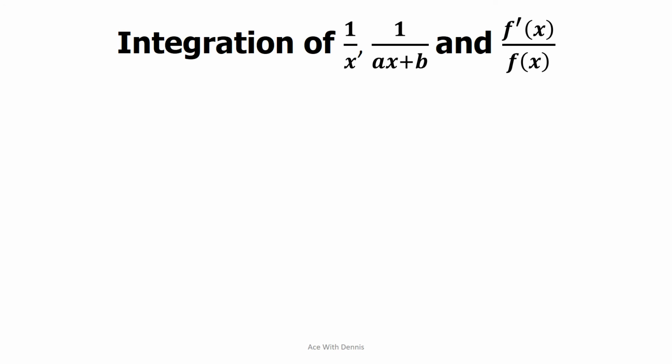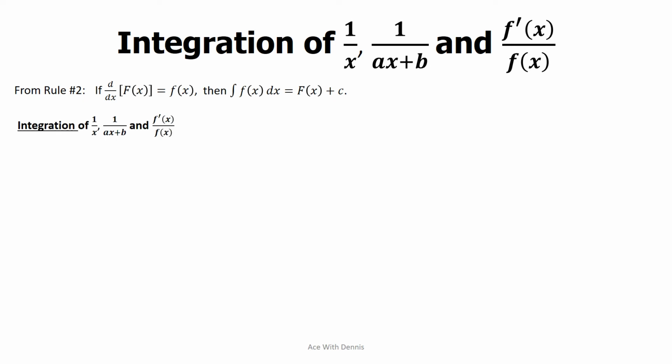Now, let's learn the integration of 1 over x, 1 over ax plus b, and more generally, f prime x over fx. We will use the same rule, which is rule number 2. If d over dx of capital Fx equals small letter fx, then the integration of small letter fx dx equals capital letter Fx plus c. Hence, let's look at the integration of 1 over x, 1 over ax plus b, and f prime x over fx.